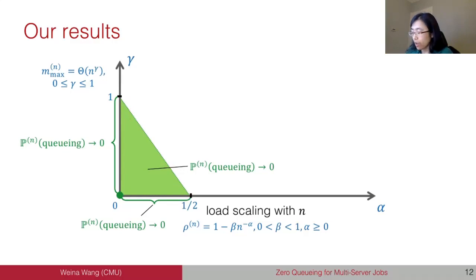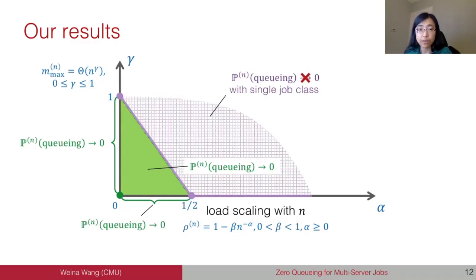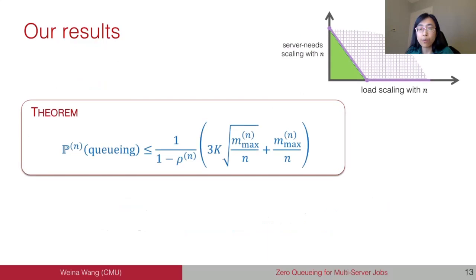So the condition is tight in the sense that for all the points outside the green region, the queuing probability doesn't converge to 0 when we have a single job class in the system. So in fact, our results are more general than what's being visualized here. We actually prove a theorem that establishes an upper bound for the queuing probability in terms of the load, the maximum server need, the system size n, and the number of job classes k.